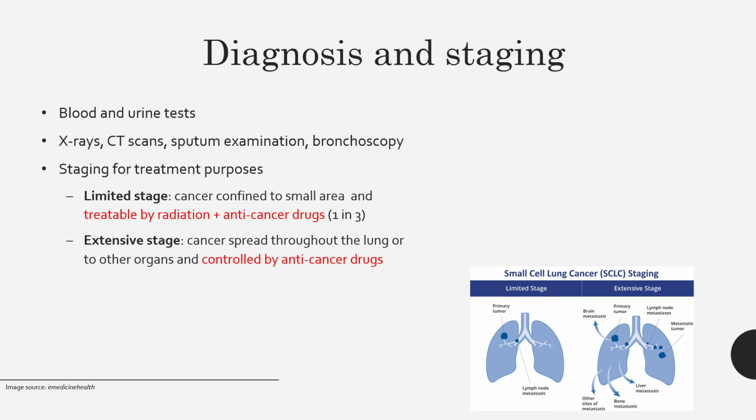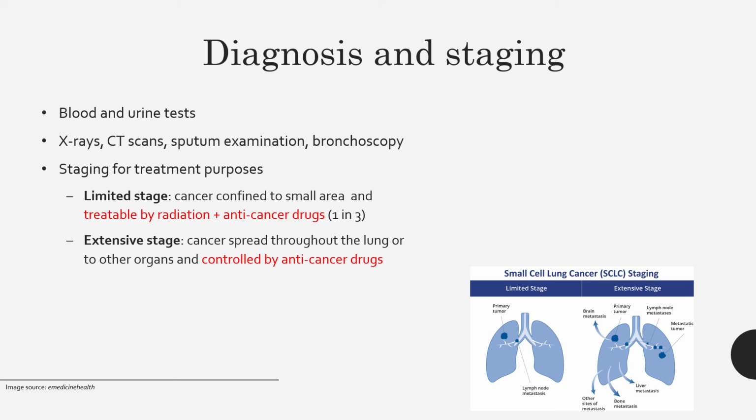Following diagnosis, doctors will stage the cancer. Unlike the specimens and the cancers we have looked at previously, a two-stage system in fact is used to divide the cancer into limited and extensive stage for treatment purposes. Limited stage cancer is found in only 1 out of 3 people and refers to cancer confined to an area small enough that it can be treated by radiation therapy combined with anti-cancer drugs.